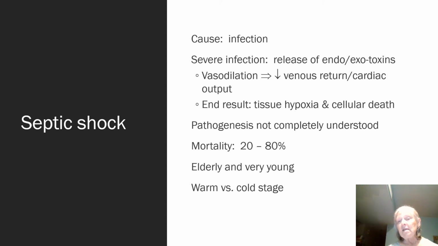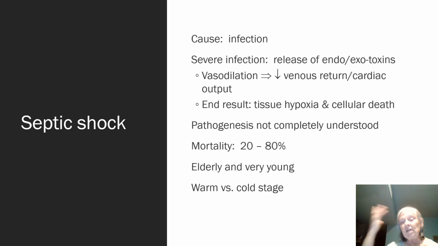What is this? It's basically the release of endotoxins and exotoxins, pathogens that are both positive and negative. The problem with this is we don't have the luxury to sit and try to figure out what they are. Because as you can see, you have massive vasodilation, there's your decreased venous return, decreased cardiac output, end result, somewhere tissue hypoxia, cellular death, mortality. If you want to put a number in the middle, it's right around 50%, okay?